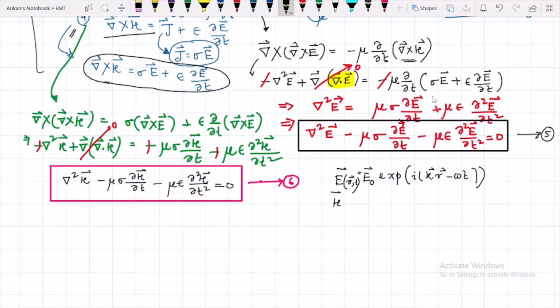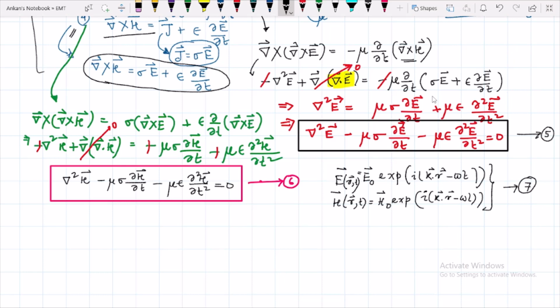Similarly, we can also write the magnetic field, H of r comma t, is H naught exponential of i of k dot r minus omega t. These are the sets of solution. You can also take the spherical wave solution. We will discuss this in a later lecture. Let me first discuss it by the plane wave solution. By considering the plane wave solution, you obtain the electric field and magnetic field in this form, where H naught and E naught are the complex amplitudes of the electric and magnetic field.